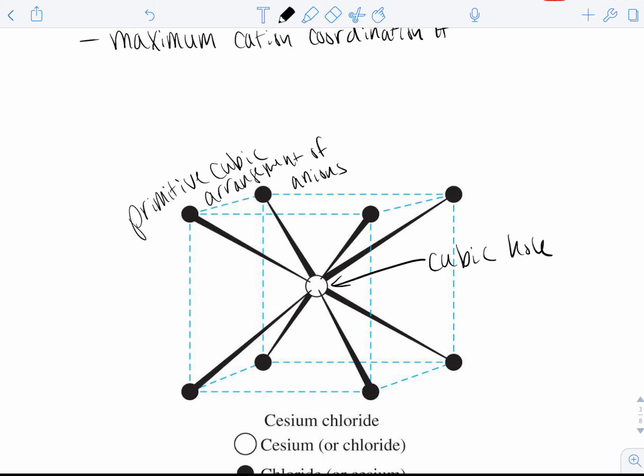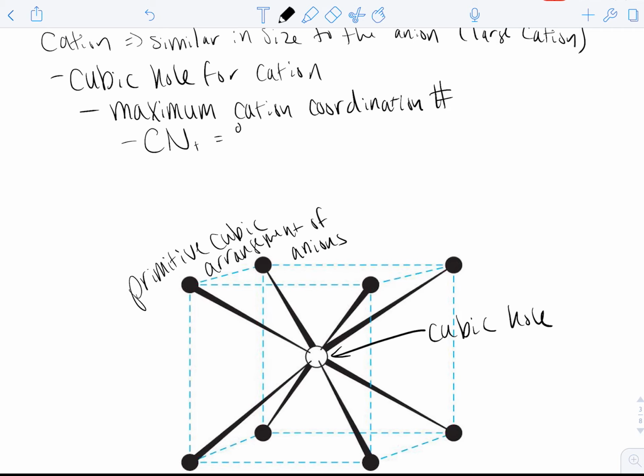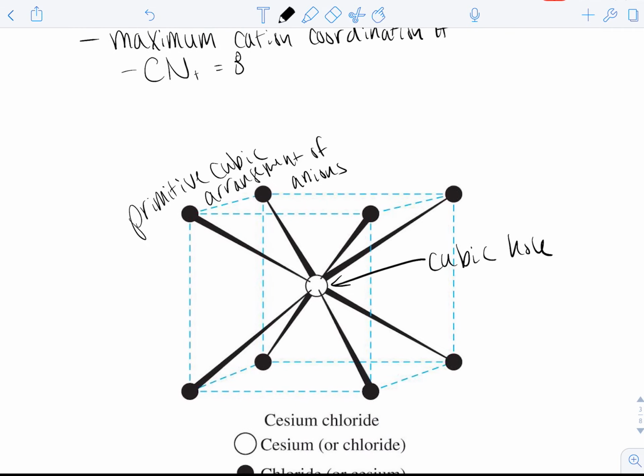It looks very much like a body-centered unit cell, but in a body-centered unit cell, the center is the same as the corners. In a cubic hole, we have a cation in the center of a primitive cubic arrangement of anions, so slight differences. Here, with our cubic hole, we have a coordination number equal to 8. So that center cation is surrounded by 8 anions.